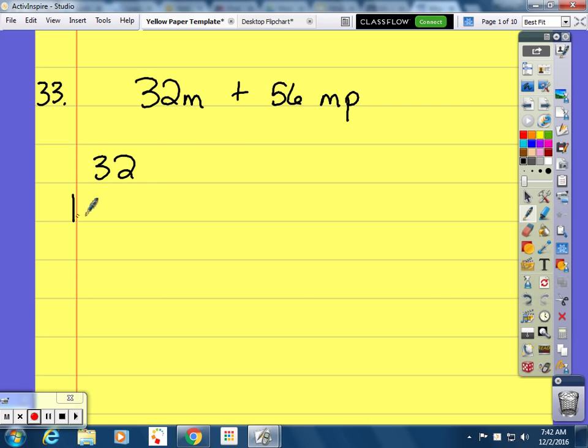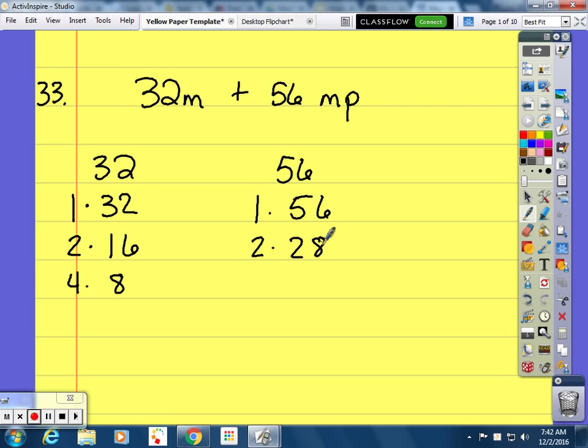I can make 32 with 1 times 32, 2 times 16, 4 times 8. I still have numbers between. 5 doesn't work, 6 doesn't work, 7 doesn't work. This is my factors of 32. I have to make factors of 56. That's 1 times 56. That's 2 times 28. 3 does not work. 4 works. 4 times 14. 5 doesn't work. 6 doesn't work. 7 times 8 is 56.